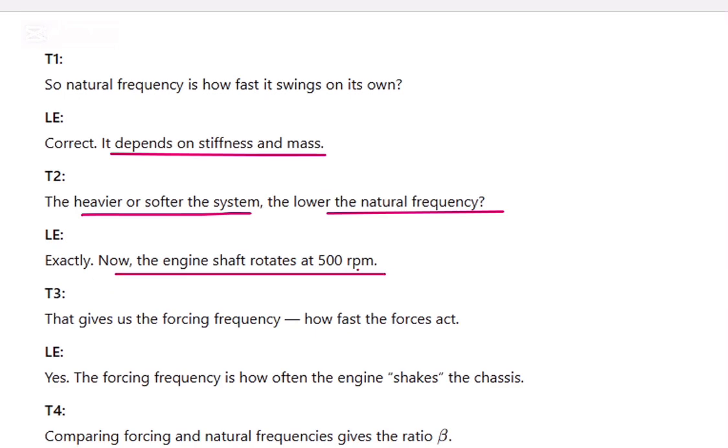Now the engine rotates at 500 rpm. That gives us the forcing frequency. So this is where the forcing frequency comes in. Forcing frequency means how fast the force acts. The forcing frequency is how often the engine shakes the chassis.